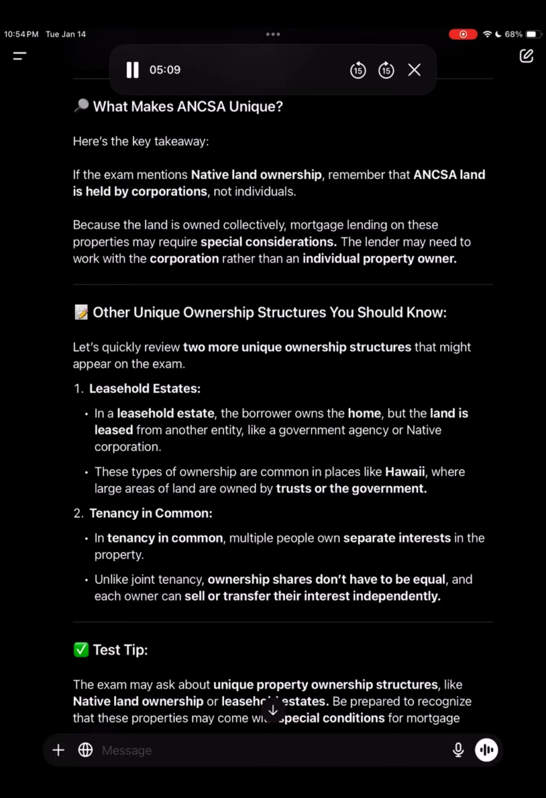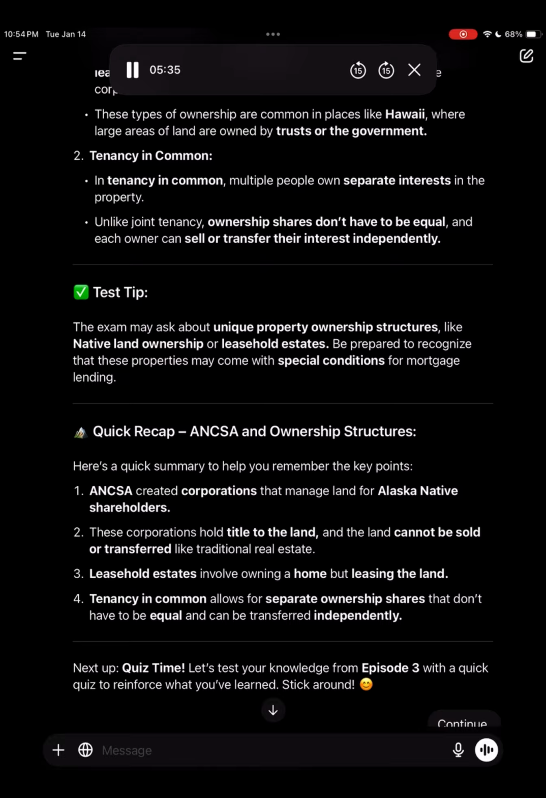Quick recap: ANCSA and ownership structures. Here's a quick summary to help you remember the key points. 1. ANCSA created corporations that manage land for Alaska Native shareholders. 2. These corporations hold title to the land, and the land cannot be sold or transferred like traditional real estate. 3. Leasehold estates involve owning a home but leasing the land. 4. Tenancy in common allows for separate ownership shares that don't have to be equal and can be transferred independently.